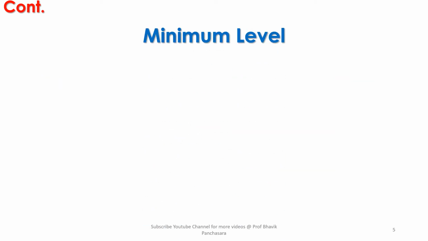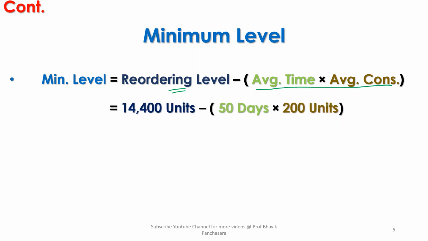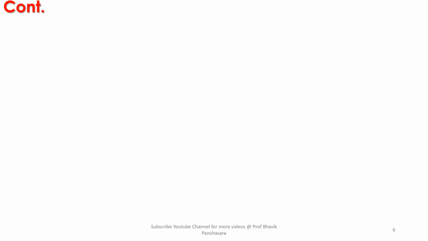Okay friends, now we can also calculate minimum level. For that, the formula is reordering level minus average consumption into average time. Let us put the values in this formula. So, 14,400 units minus average time is 50 days and average consumption is 200 units. So, if we simplify this formula, our final answer, that is minimum level, is 4,400 units.